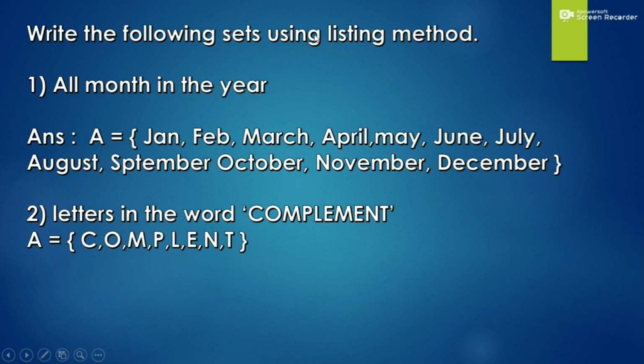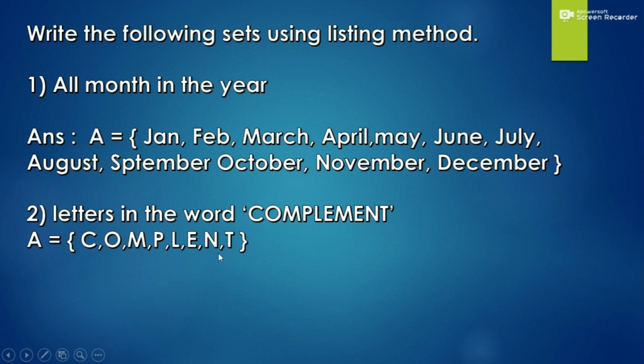Then write the following sets using the listing method. Here we have to write only the listing method, not the rule method. First example, all months in the year. Answer: A is equal to the set January, February, March, April, May, June, July, August, September, October, November, December. We know these are all the months in the year, and this is the representation of all months in the year by the listing method.